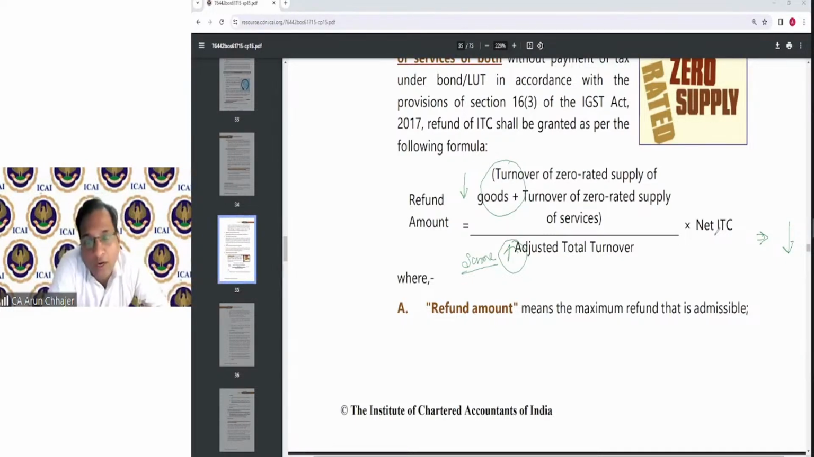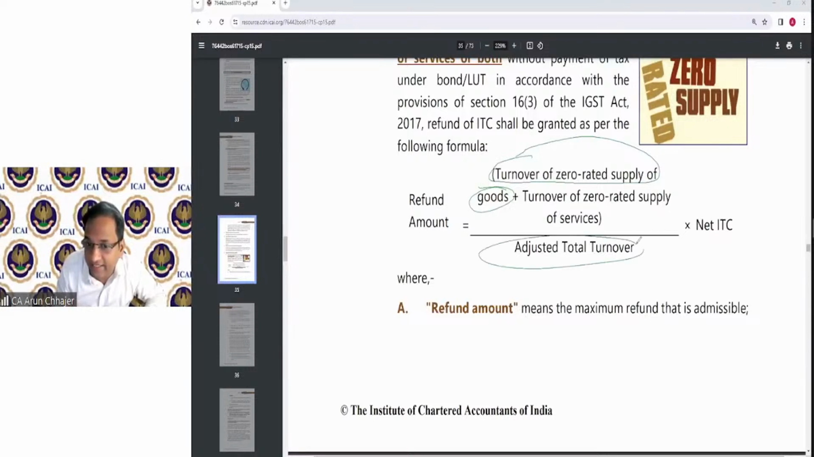So the doubt was that the turnover of zero rated supply of goods has been changed. First, 1.5 times kept as the upper limit, and second, FOB or invoice value, whichever is earlier. Yes, I will repeat, no problem. Abdul, I will repeat. Sure. Once remember this term: turnover of zero rated supply of goods. Remembered? And below, what is there? Adjusted total turnover. What is this? Turnover of the zero rated supply of goods. Now go to the next page.